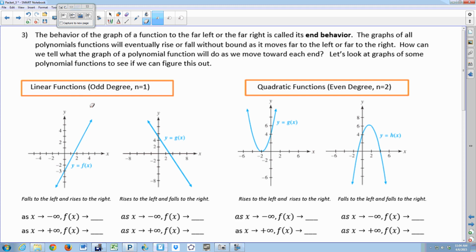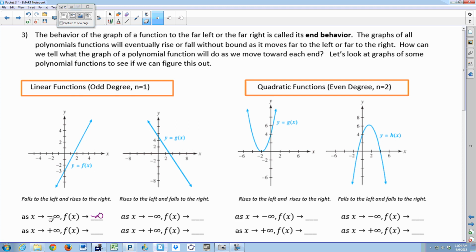So what's happening to the value of my function as x is going towards positive infinity? What's happening? I'm rising, right? I'm growing without bound. What happens as I go towards negative infinity? I'm going down, right? So as x moves towards negative infinity, my graph, my output, is going down, down, down, down. It's going towards negative infinity.